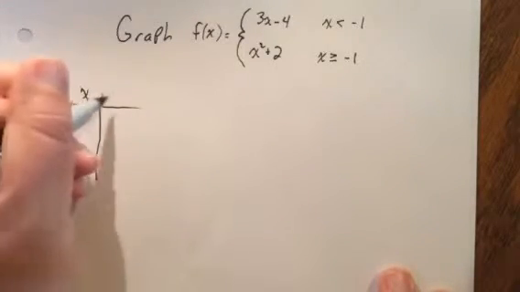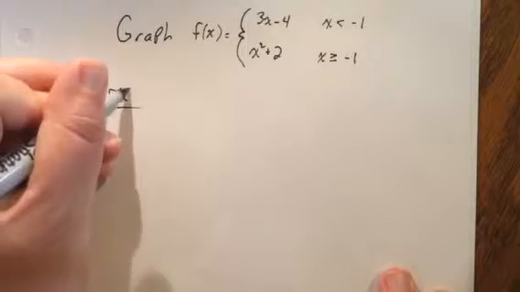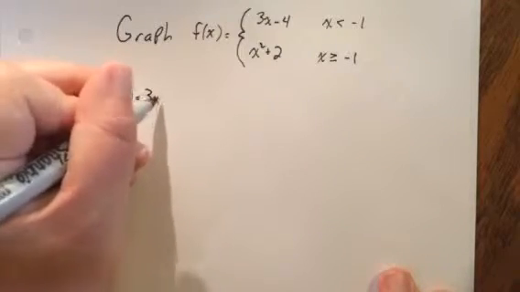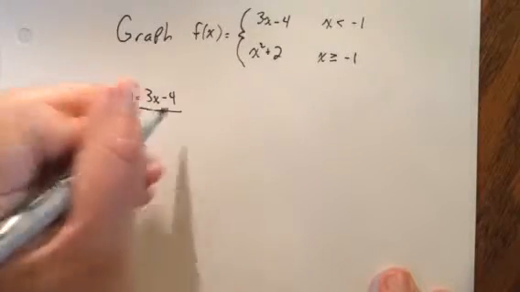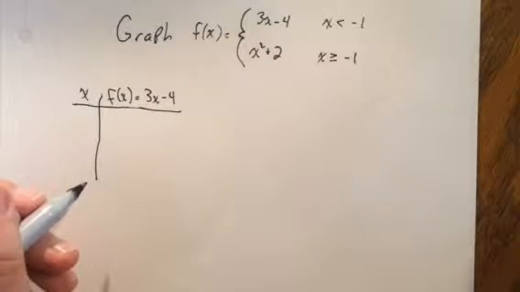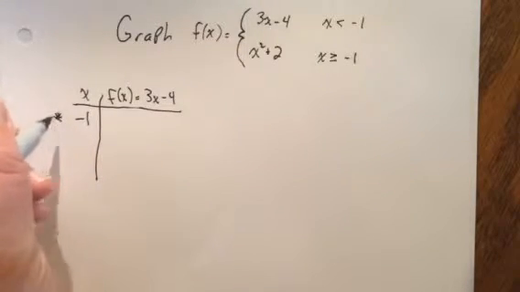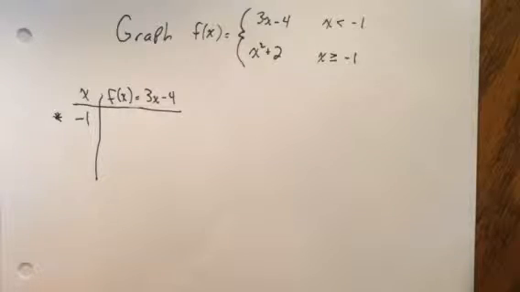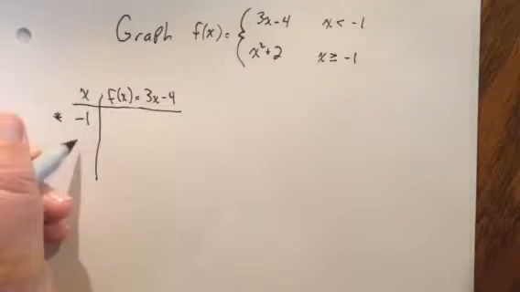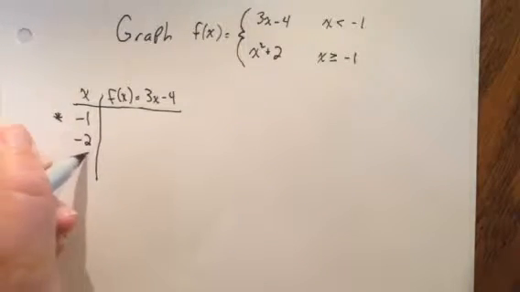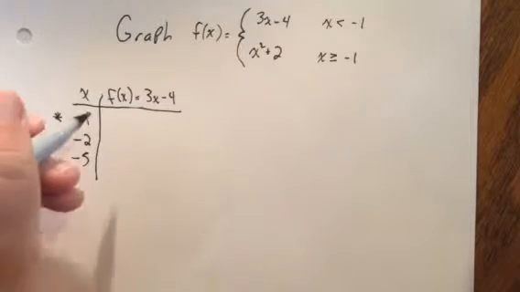And I'm going to have my x's, and my first one will be my top function, 3x minus 4. I'm going to plug in a few points so I can graph it. I want to make sure I plug in points less than -1, and to figure out where it ends, I also want to plug in -1, but I'm going to star that -1 because I know it can't actually equal that. So things less than -1, let's do -2, -5, and sub them in.